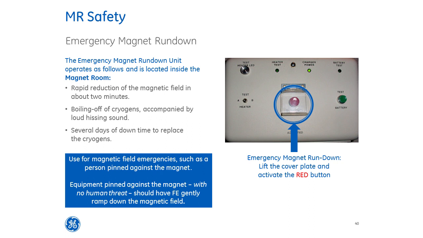Helium, being short in supply, is not cheap, and the downtime associated with re-ramping the system can be a few days, all of which are inconsequential if human life or injury is at stake. How do you avoid having to use the MRU? Go back to the first rule of MR safety. Remember that the magnet is always on.